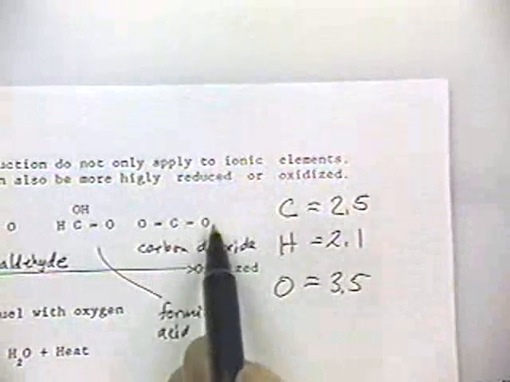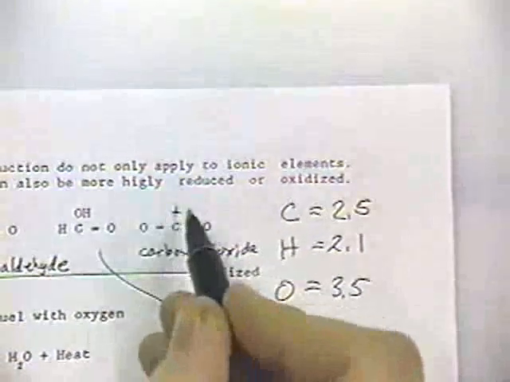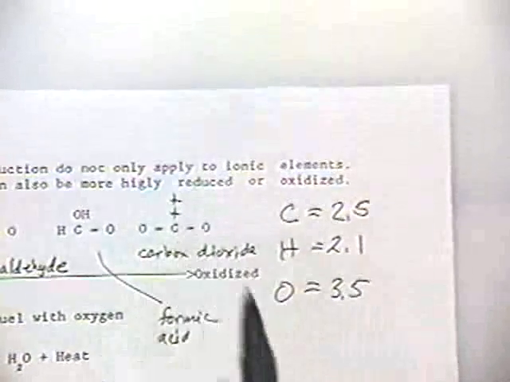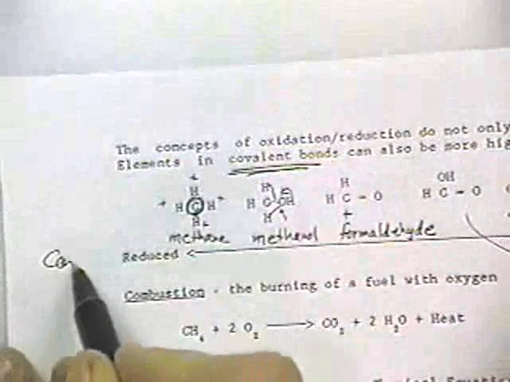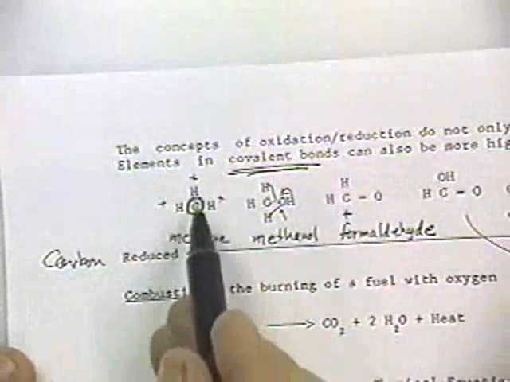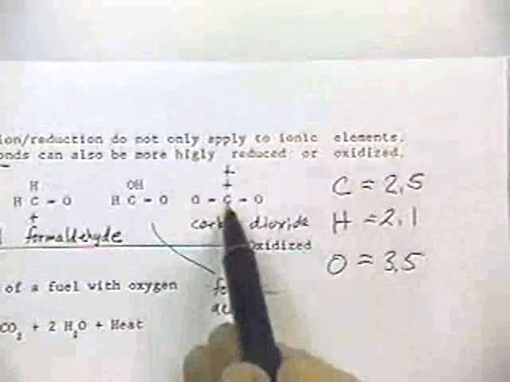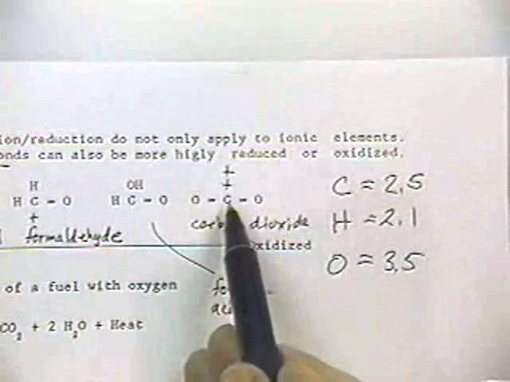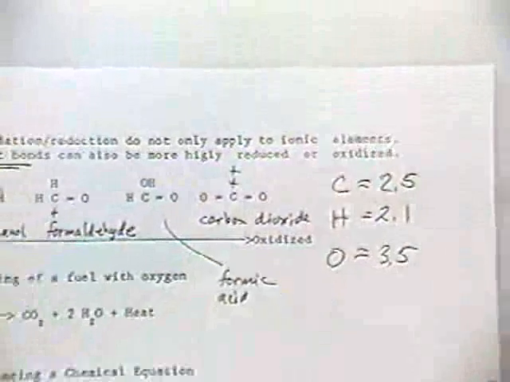There's nobody to help satisfy this insatiable demand for electrons, and so the carbon is becoming quite positive at this point. So the idea is that in regard to carbon, the carbon over here is reduced, that is, it gained electrons from the hydrogen, and over here the carbon is oxidized because it has lost its electrons. It lost them to the oxygen.